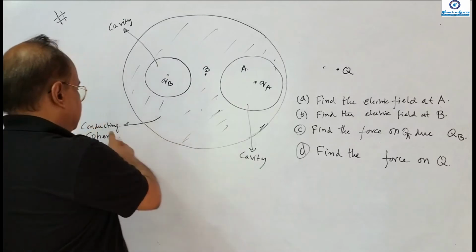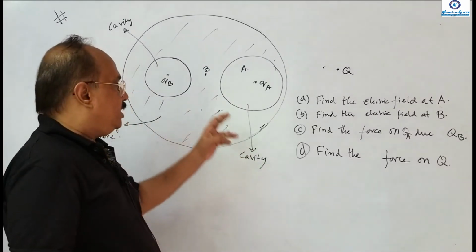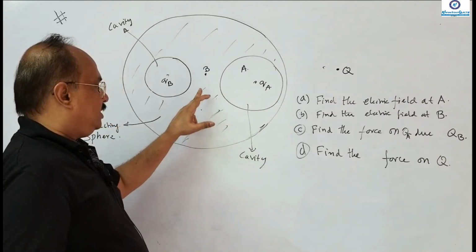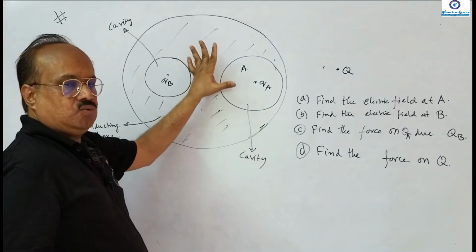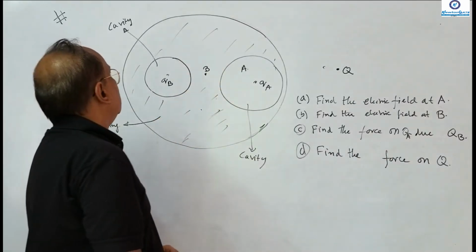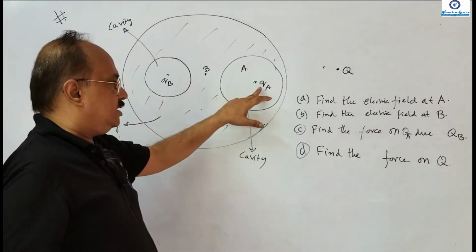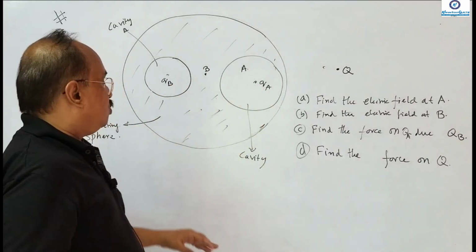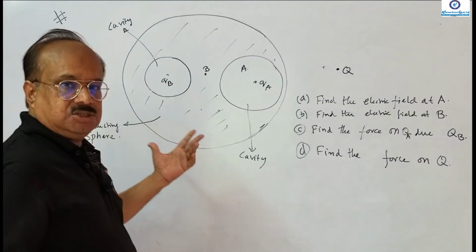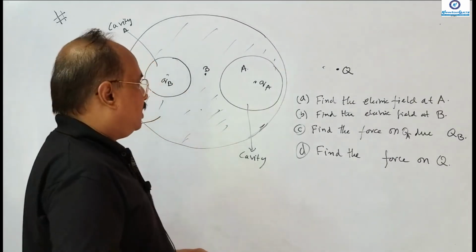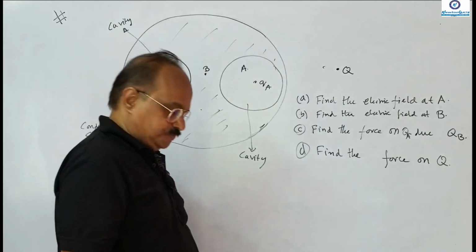And remember, this is a conducting sphere, so no electric field can exist here. Electric field inside a metallic conductor is 0. Remember it. Inside this cavity the charge QB is there, and there is another charge QA there. So how do we deal with these kinds of situations? Let us do it. You will be able to understand after my discussion, so there will be no problem, I think.